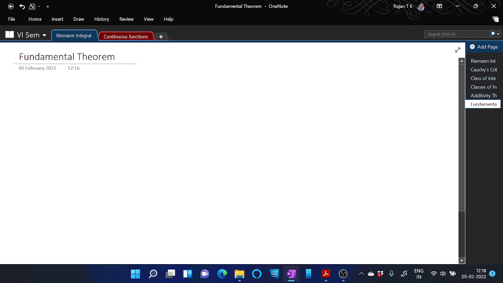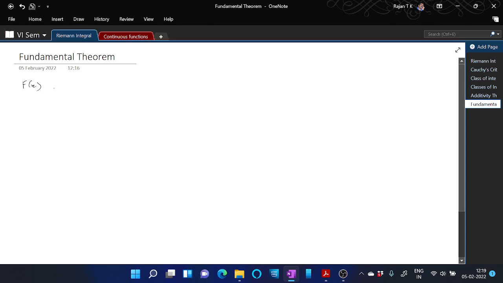Here we discuss the fundamental theorem of integral calculus. It has actually two forms. First we discuss the first form of the fundamental theorem. The first form is very useful because it provides a technique for finding the integral of a given function.